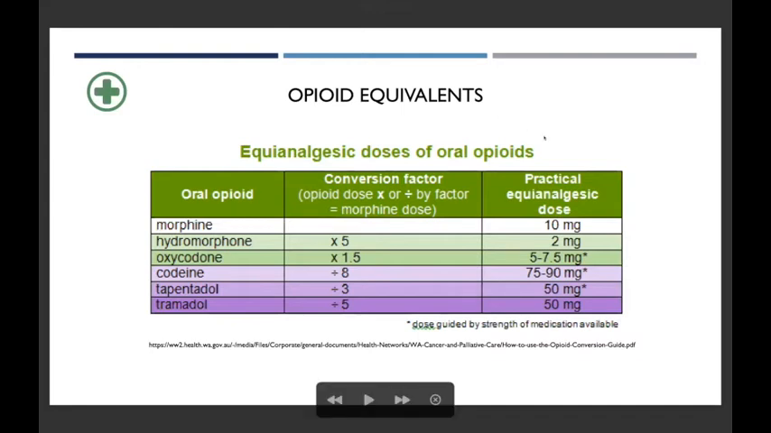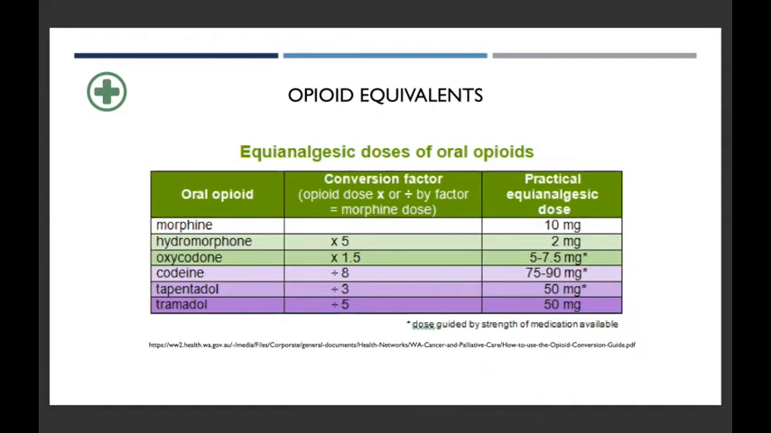This slide here talks about what the equianalgesic doses of oral opioids are. And that basically acknowledges that we have morphine as being our set standard for the opioids. And then we consider everything in relative strength compared to morphine. So we said that tapentadol and tramadol are weaker. And that's why, for example, tramadol, it says divide by 5 because it's about 1/5 of the strength of morphine. So here we require 50 milligrams of tramadol to give the same effect of 10 milligrams of morphine, because that is what is required to provide an equianalgesic effect.